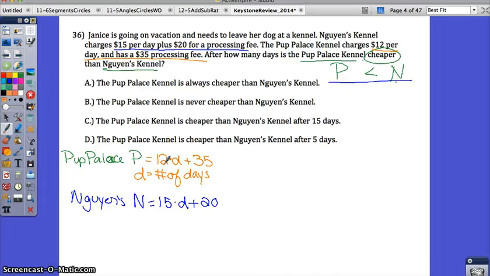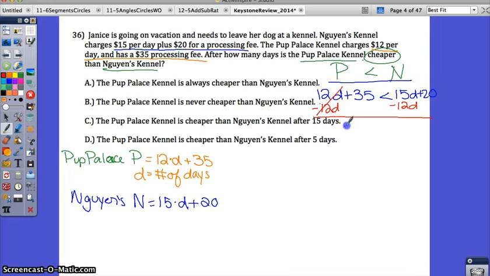So Pup Palace is 12D plus 35. I'm going to put that in over here. 12D plus 35. I want to know when that will be less than or cheaper than 15D plus 20. So let's solve this. Get your variables together on the same side of the inequality. I always take mine to where there's more. So I'm going to keep the 15D over here, and I'm going to get this 12D over there with it. I would subtract 12D from both sides.